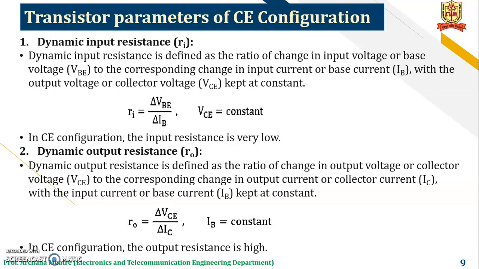Now there are the transistor parameters in common emitter configuration. First parameter is dynamic input resistance denoted by Ri.